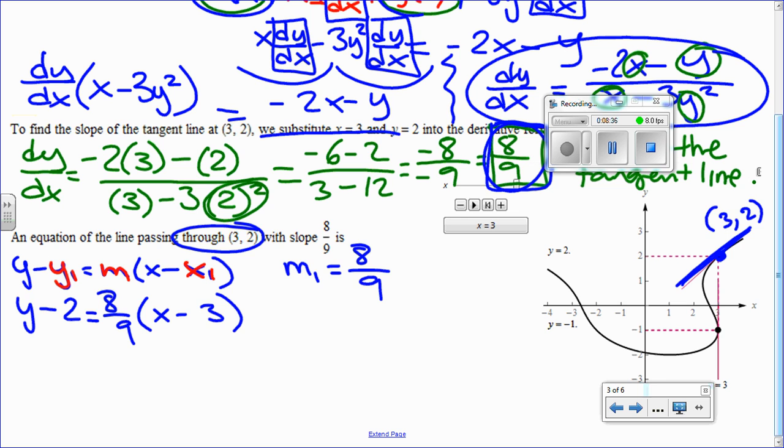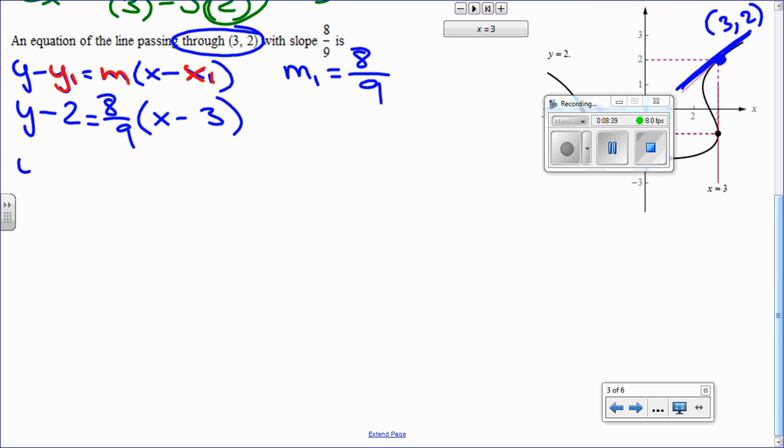So here we'll have y minus 2 is equal to 8 over 9 times x minus 3. And then we simplify it a little bit. So that will be y minus 2 is equal to 8 over 9 times x. This is positive, okay? And then minus 8 over 9 times 3. Don't forget to do that. And here it will be 24 over 9.